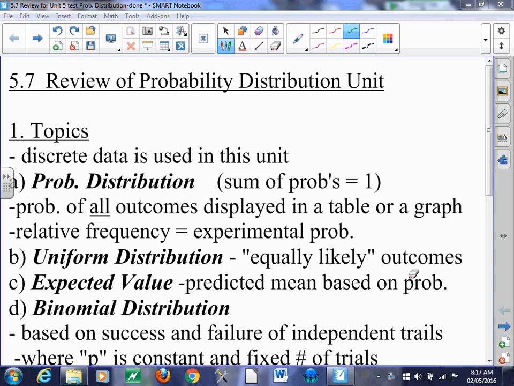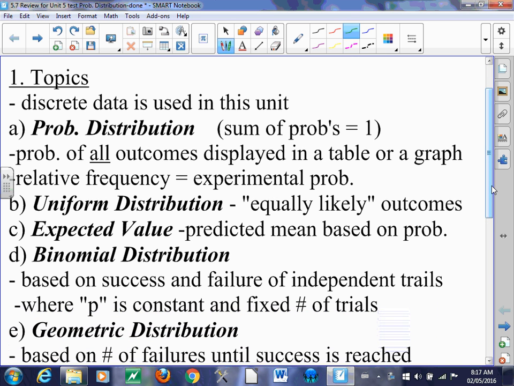Hello class, and welcome to lesson 5.7, which is the review for the probability distribution unit. So I listed some topics to make sure that you know what's happening in terms of the unit.